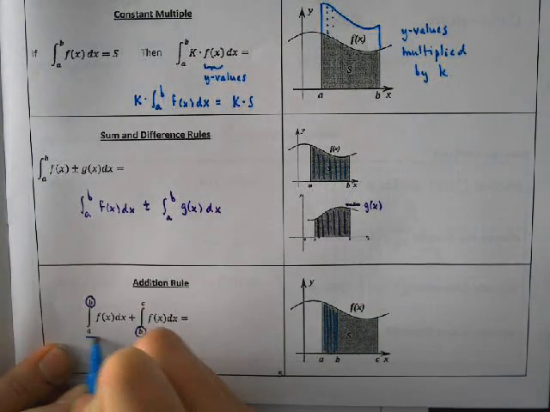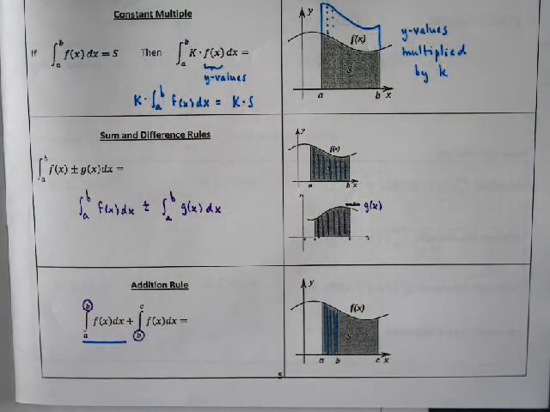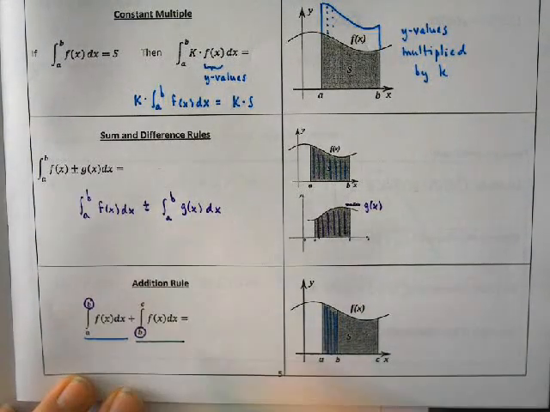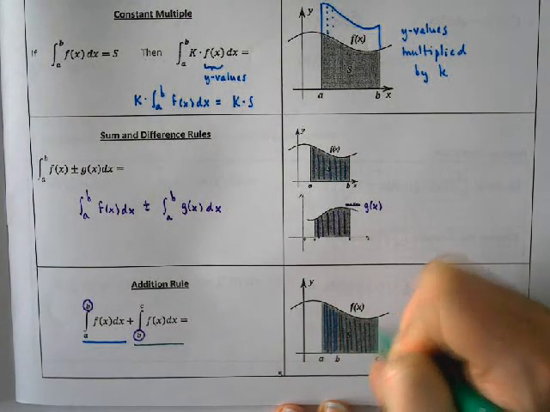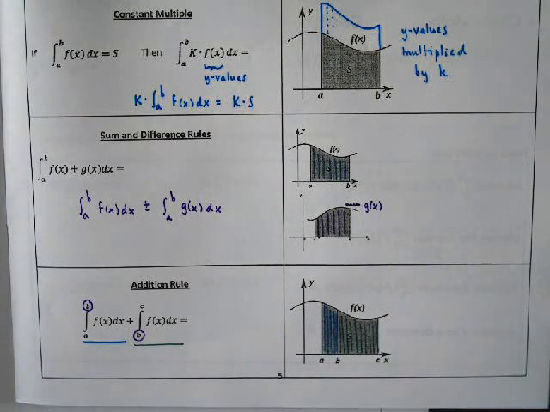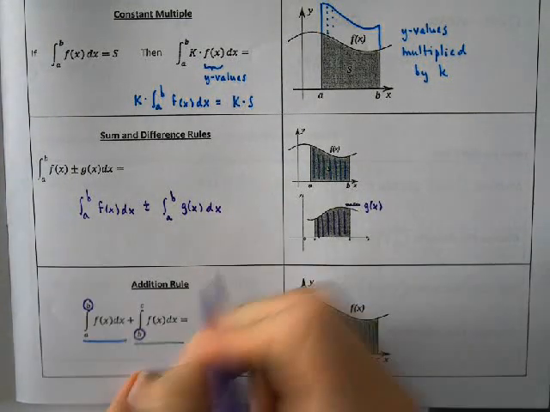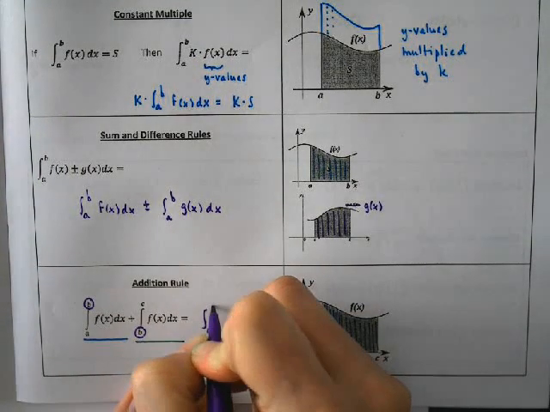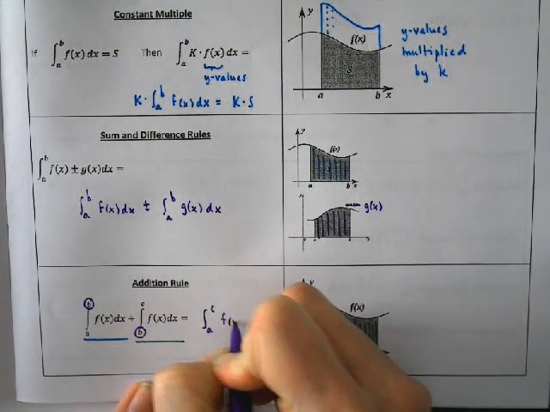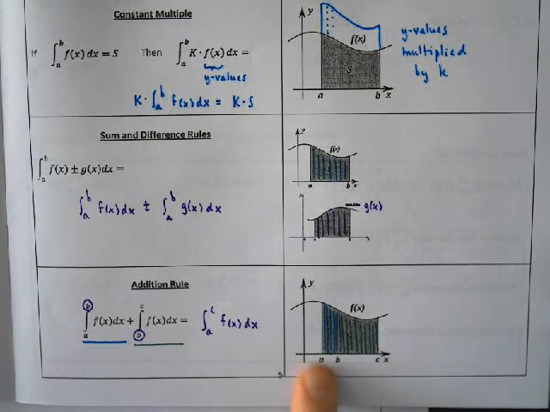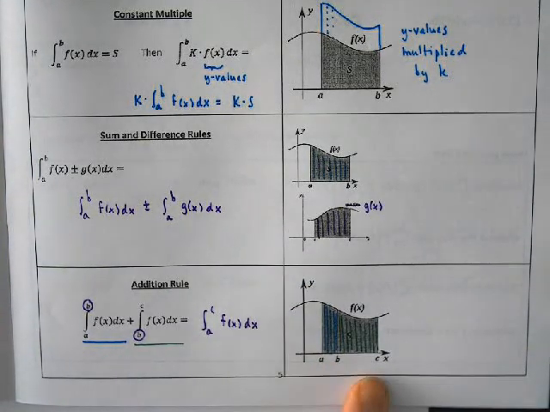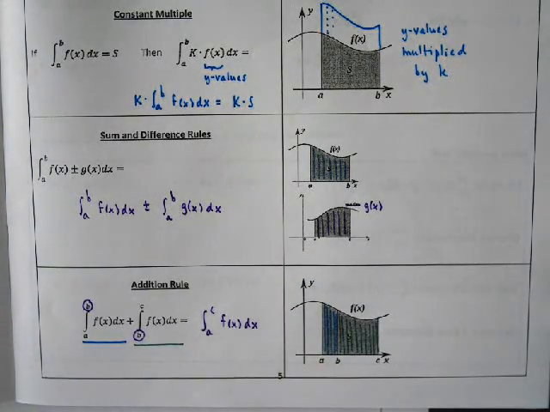So that was my first integral. Now this is telling me to add the area from b to c. So I'd be looking for this area in green. What we get is just the integral from a to c of f of x dx. When I add those two integrals, I'm just finding the integral over that whole interval from a to c.